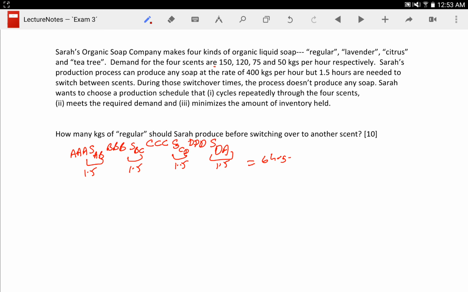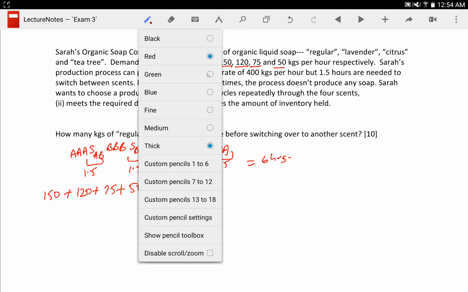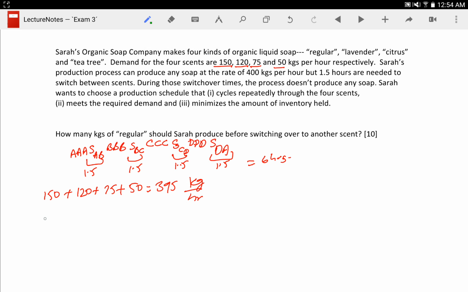We also know she has to produce 150, 120, 75 and 50. So she has to produce at the rate of 150 plus 120 plus 75 plus 50, which comes out to about 395 kilograms per hour. That's the speed she has to target. Given that she can produce 400 kilograms per hour, her processing time is 1/400 per unit. Well, we are ready to calculate the batch now.